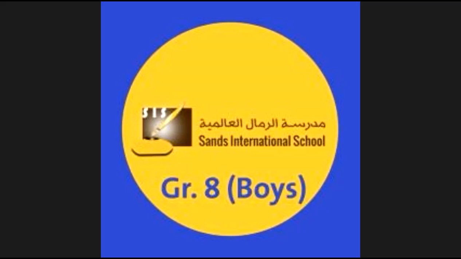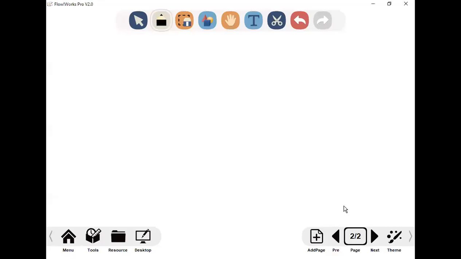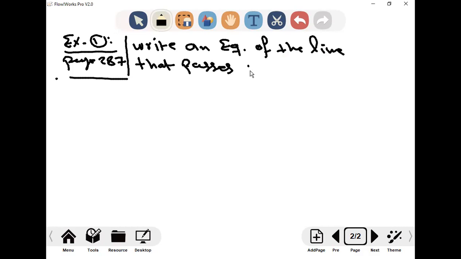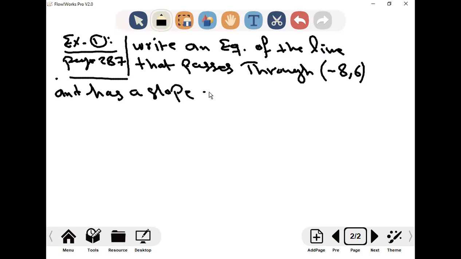Example 1, same page 287. Write an equation of the line that passes through the point (-8, 6) and has a slope of 3 over 4. So here the slope is given.